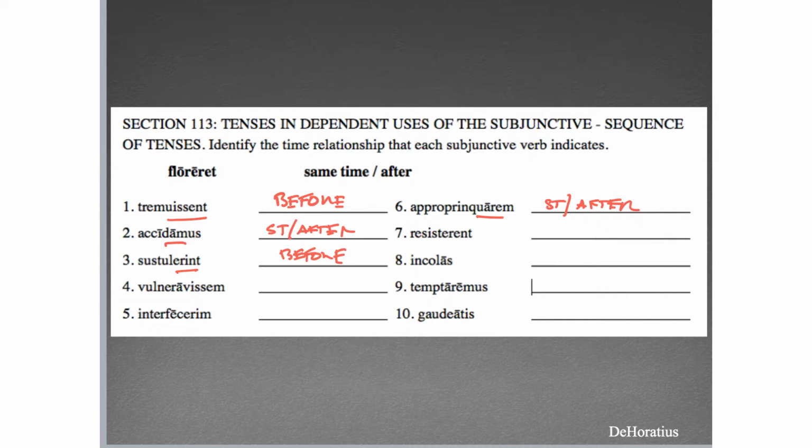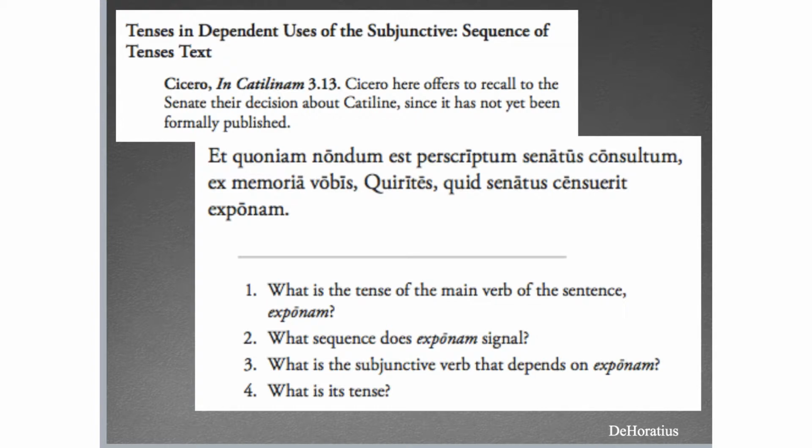And again, note my same time or after is right, number 2 and number 6, present and imperfect after. If I go to my befores, that's number 1 and number 3, pluperfect. So get some practice just identifying that relationship.